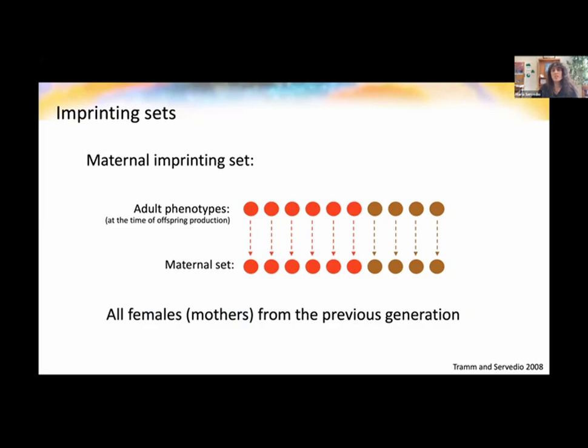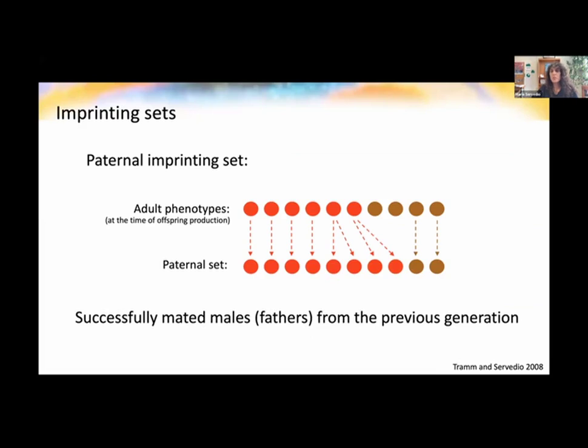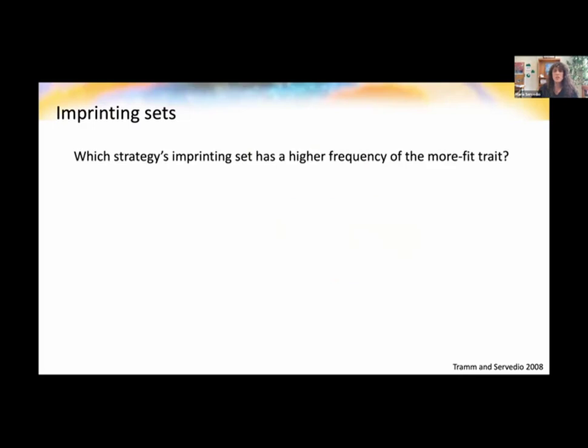The maternal imprinting set's actually going to be the exact same as an oblique set. And this is because I assume that all females have equal mating success. So females are just going to be all the females in the previous generation, and they're going to have the same frequencies of colors as everybody else. The paternal imprinting set, though, is a little bit different. It's more skewed. And this is because females don't imprint on all of the males in the previous generation. They only imprint on the fathers, and they have to be successfully mated. So the paternal set is impacted by sexual selection, and this actually causes a big difference.